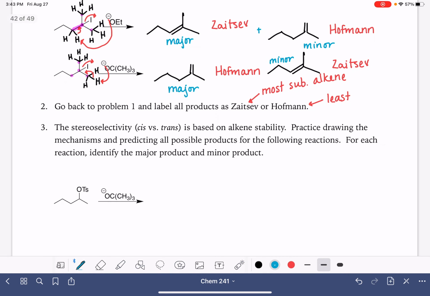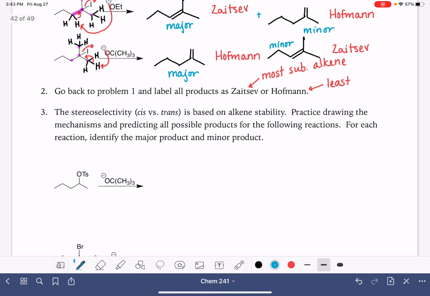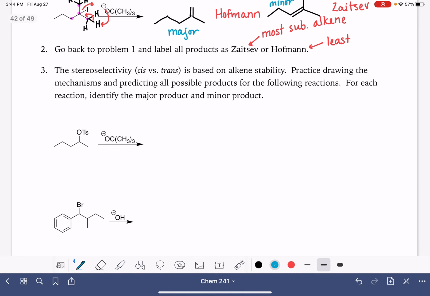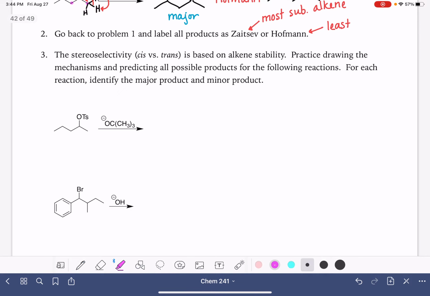Next problem, cis and trans is based on the stability of the alkene. Practice drawing the mechanisms and predicting all possible products, and then identify the major and the minor. So let's begin by finding the carbon atom that has the leaving group. OTs, tosylate, is a great leaving group.